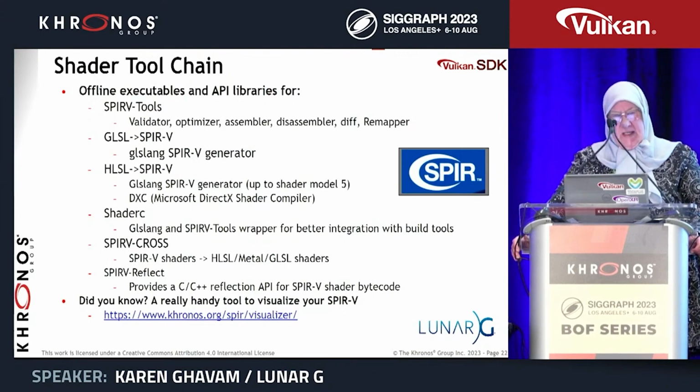And I put a plug in here pretty quick, at the last minute. I didn't realize this happened several years ago. Spencer Frick, who's at LunarG, created a really handy tool to visualize your SPIR-V and donated it to Khronos, and this is a link where you can find that visualizer. It's a very useful tool, and I'm going to make sure it's included in the SDK documentation as well.